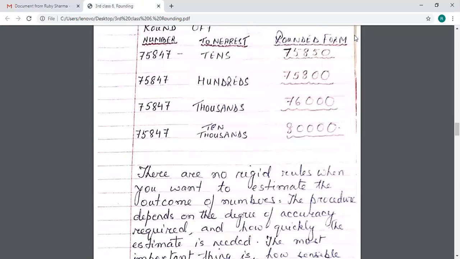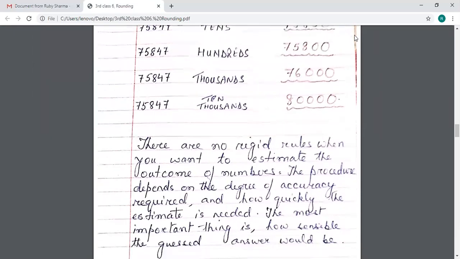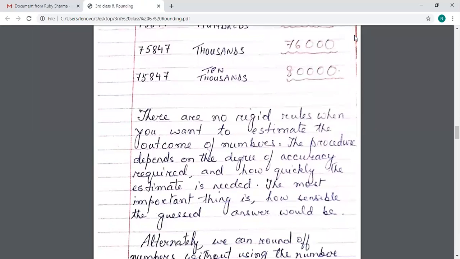Now here I just want to tell you that there are no rigid rules when you want to estimate the outcome of numbers. There's no right or wrong about whether you estimate to the tens place or hundreds place. Sometimes the closest estimate is better. Sometimes for easier calculation, we do it to maybe hundreds or thousands. So the most important thing is how sensible the guessed answer would be.